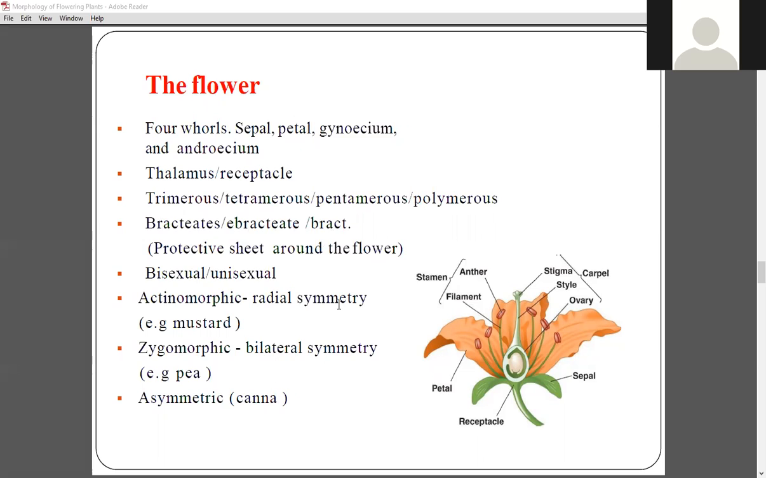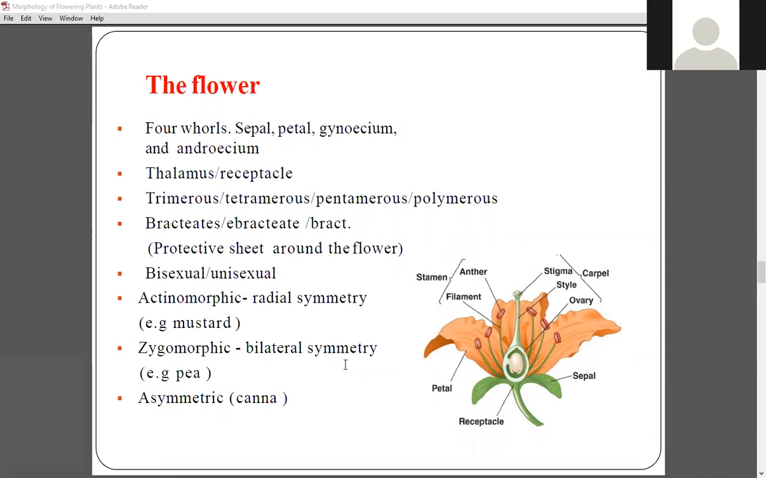That is a protective sheet around the flower. If there is a protective sheet around the flower, then it is said to be bracteate. That is a bract, right? The covering sheet is known as bract, right? So if the particular flower contains a protective sheet, then it is known as bracteate. If the sheet is not present, then they are said to be ebracteate. A few of the flowers do possess the protective sheet, and those flowers come under the bracteates. And when the particular flower does not contain a protective sheet, then those types of flowers are known as ebracteate, right?